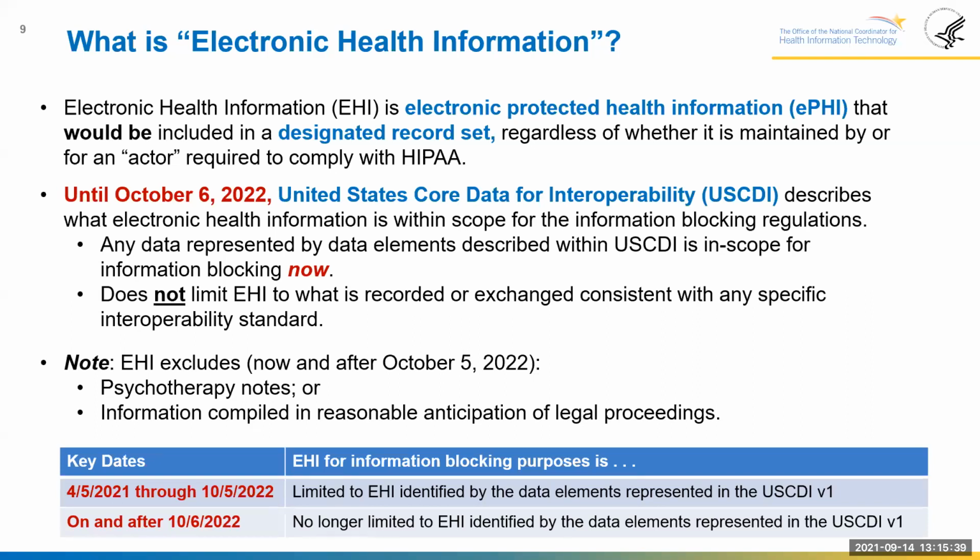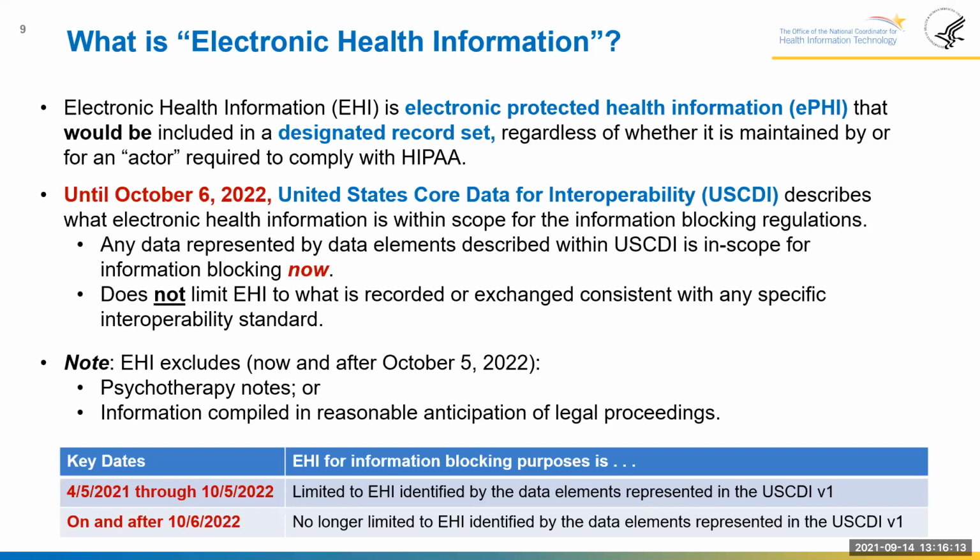A couple of other things to know. From April 5th until October 6th, the definition is a bit smaller. That definition is focused on the United States Core Data for Interoperability, which is the USCDI. Basically, any data that is represented by the data elements described in the USCDI are in scope for purposes of EHI.